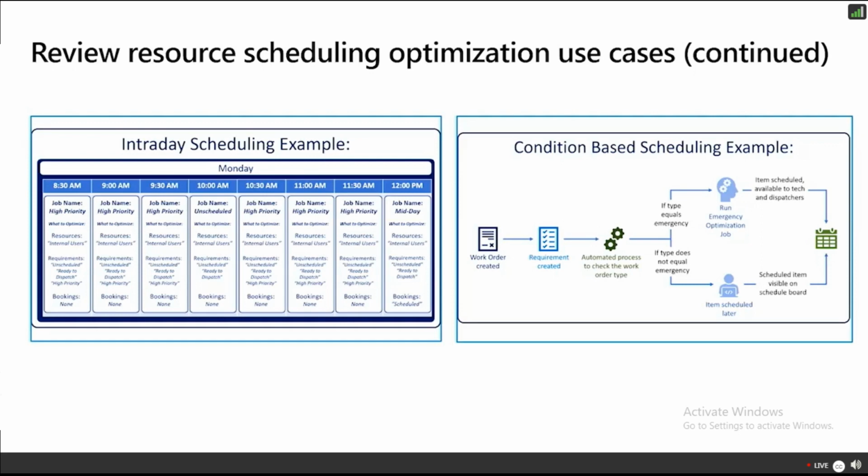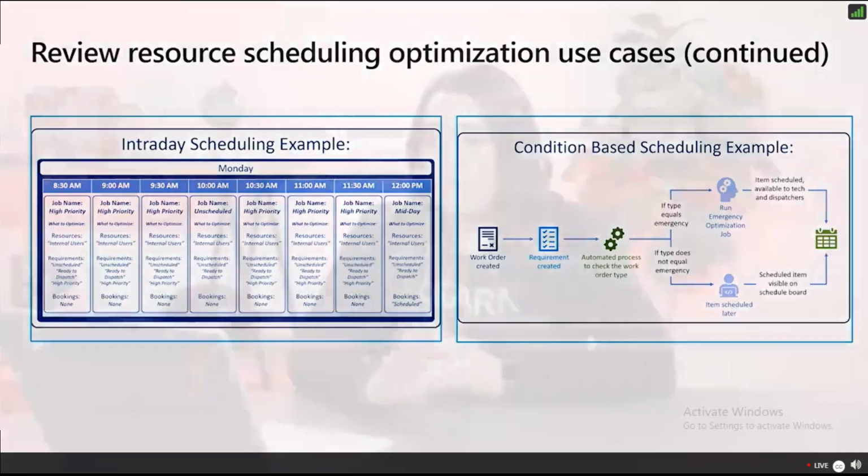Remember, we're built on the Dataverse, so you can use Power Automate to create a flow, which basically can run anytime a work order is flagged as an emergency. And then the application is going to schedule that emergency item for the most appropriate technician and basically any other criteria that you have set up in the application. And so that's one way of scheduling.